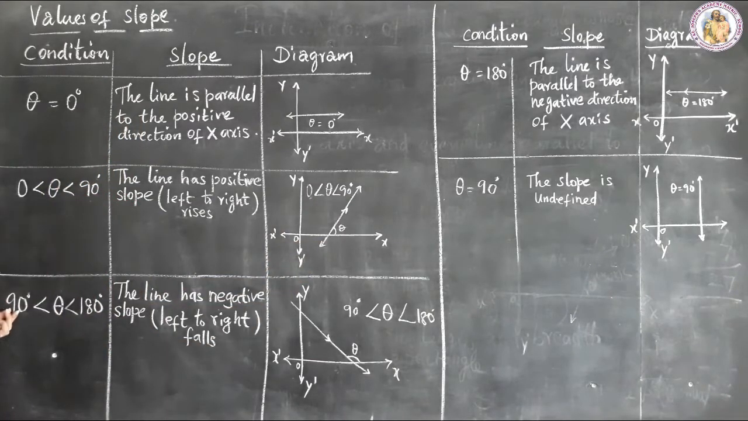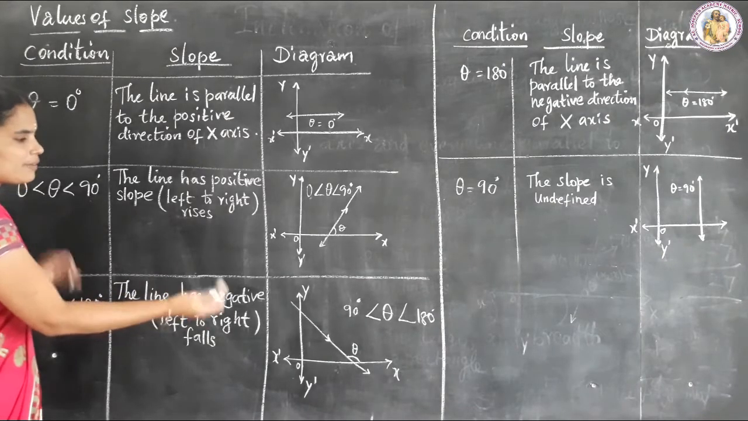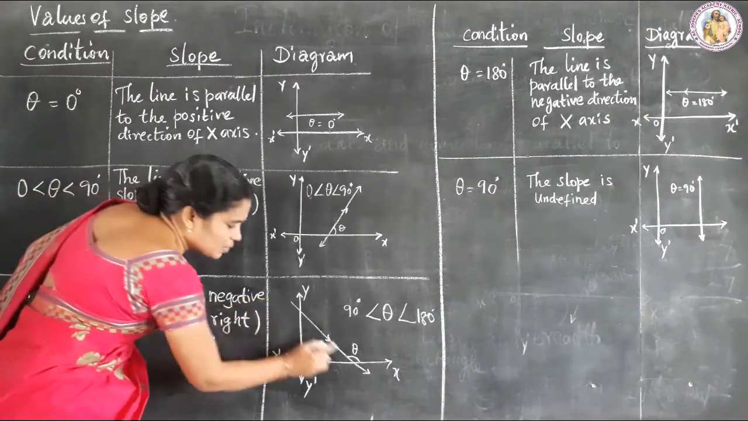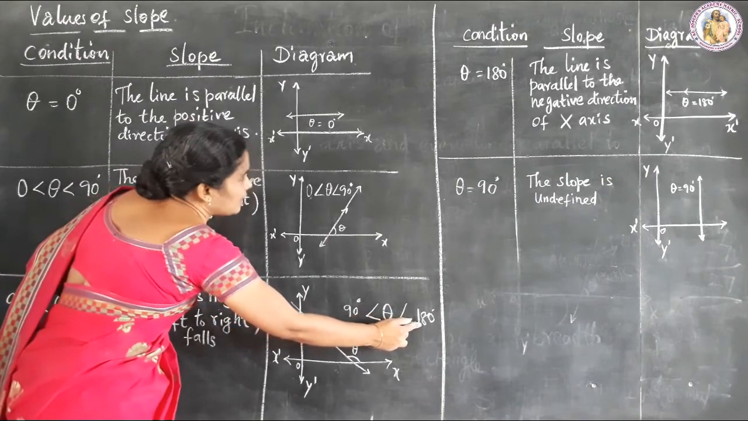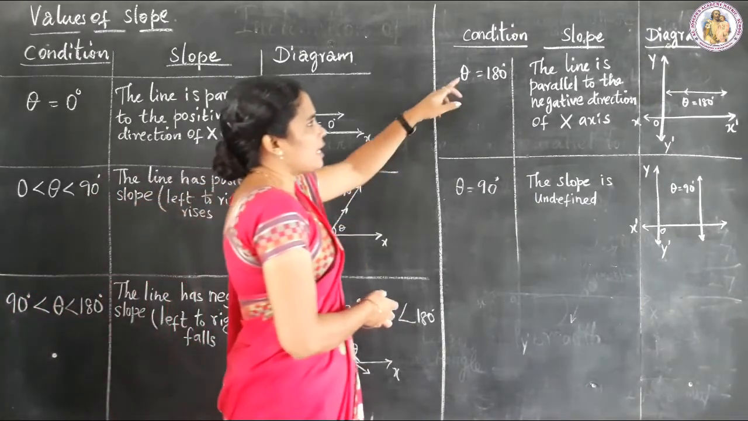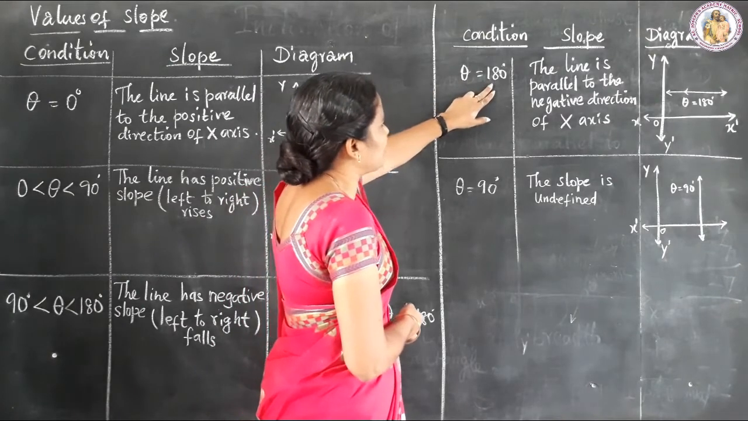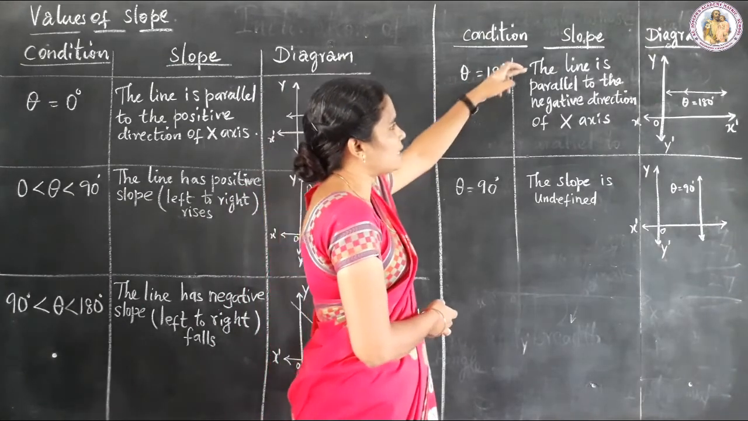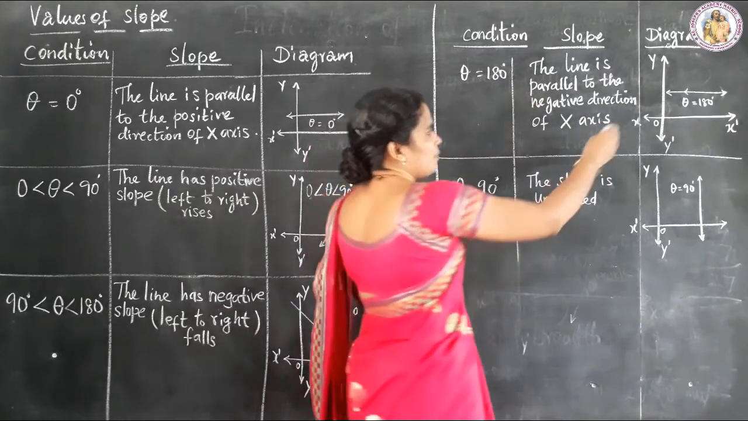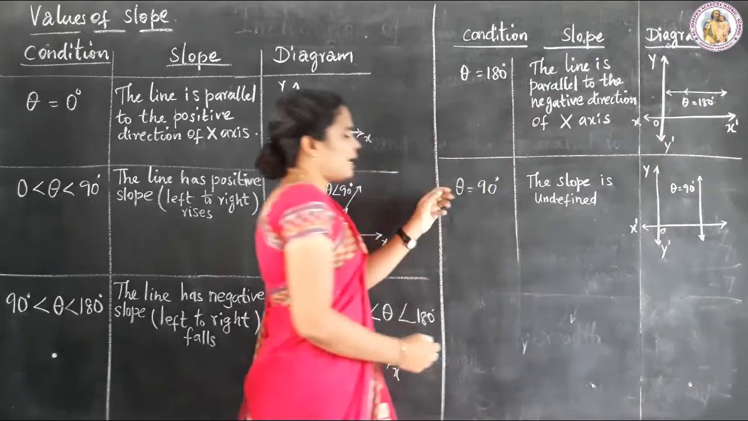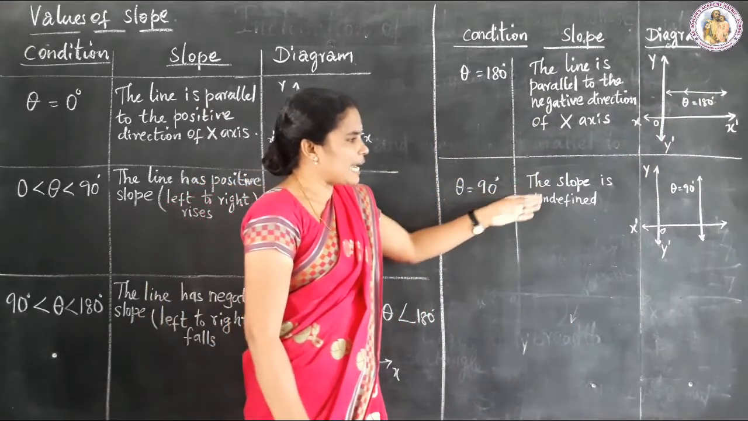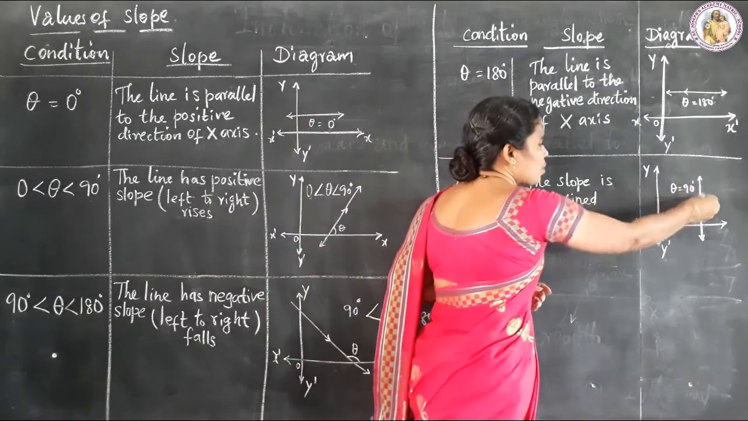And then 90 degree is less than theta less than 180 degree, where the line has a negative slope which falls from left to right. And the condition theta is equal to 180 degree is where the line is parallel to the negative direction of the x-axis. And when theta is equal to 90 degree, the slope is undefined.